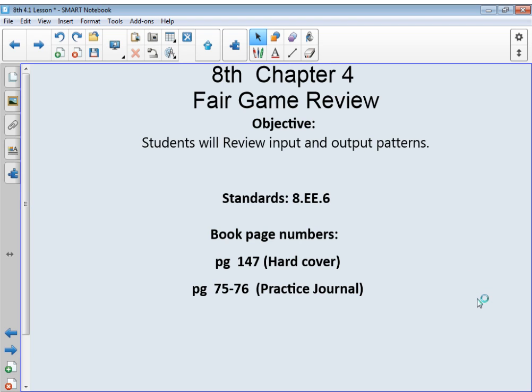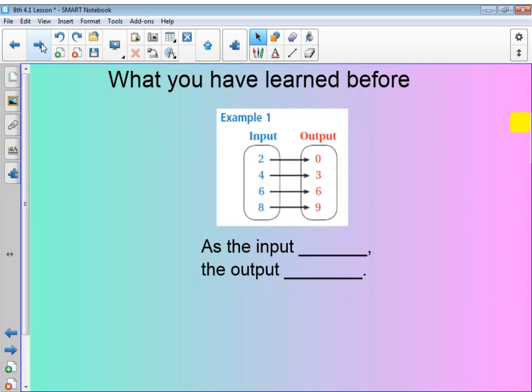Okay, this is the 8th grade Fair Game Review. The objective: students will review input and output patterns. The standard covered is 8.EE.6. The page numbers out of the hardcover book are page 147, and out of the practice journal, pages 75 through 76. So you'll be using your practice journal today.